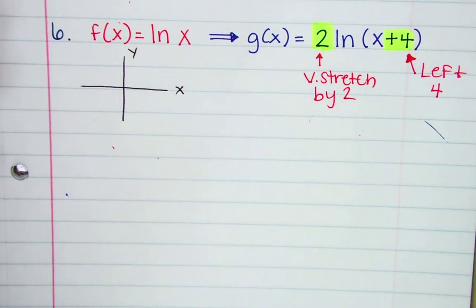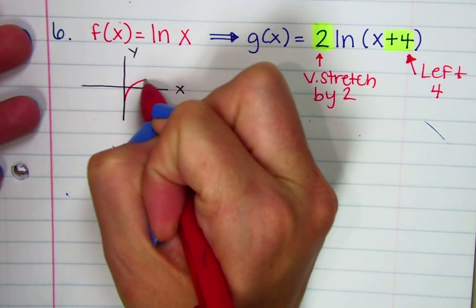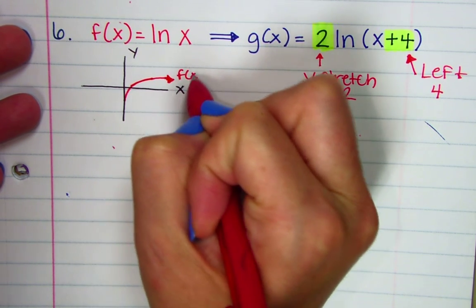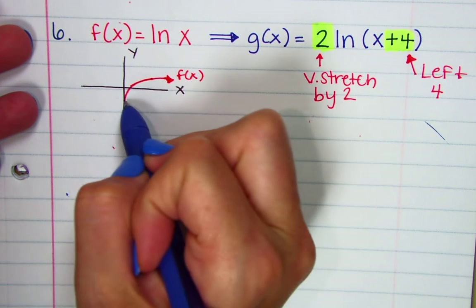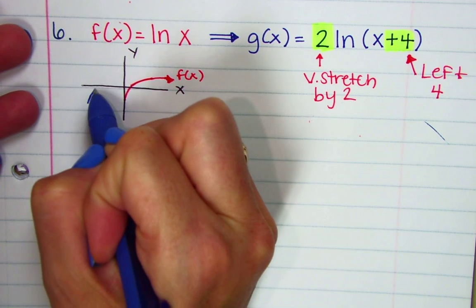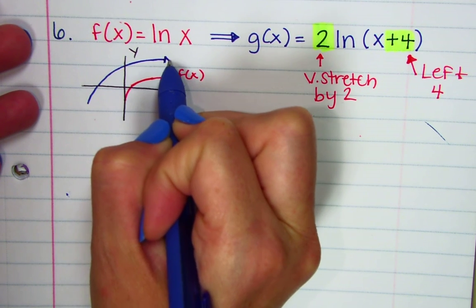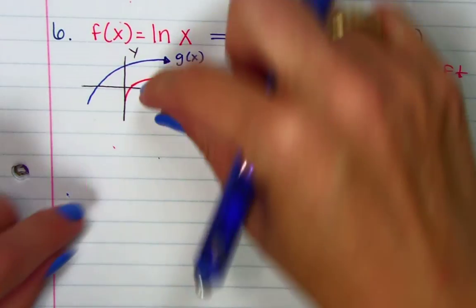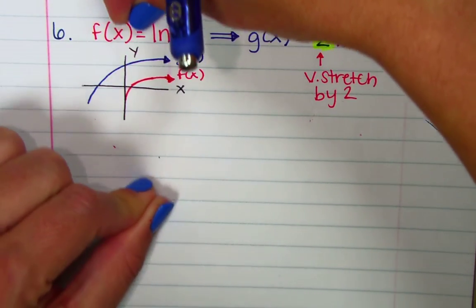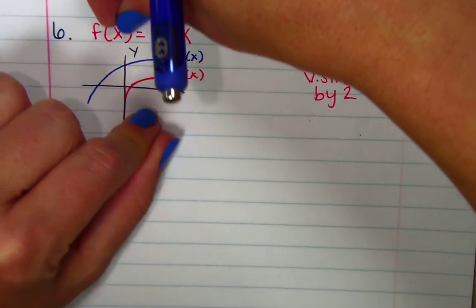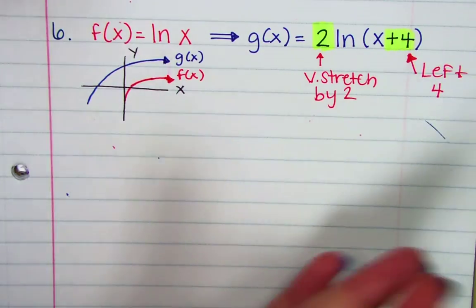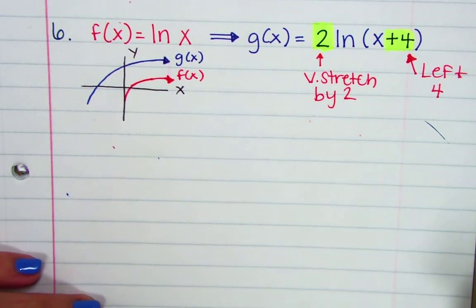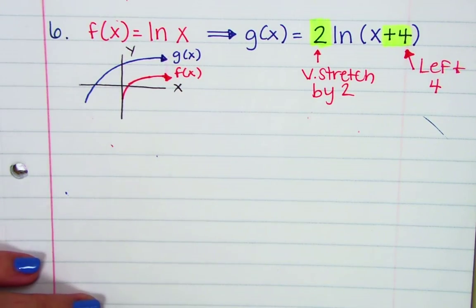I'm going to draw my first one. Starts here. All right, and this one went left 4 and it goes up higher. Because we know it went left 4, but vertical stretch makes it stretch this way. So it's getting farther away from the x-axis, so that's why it looks bigger and like lumpier. It goes down more because it's a vertical stretch.